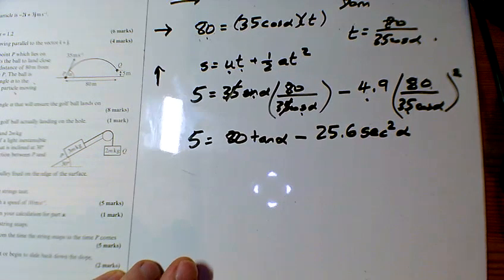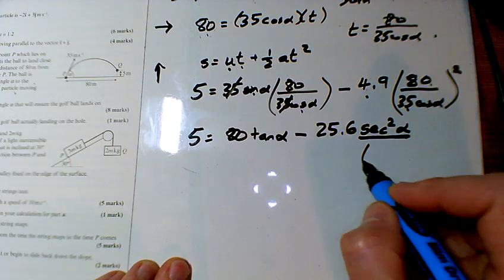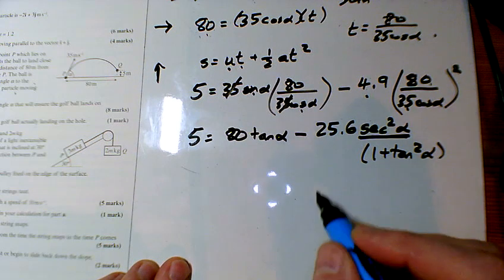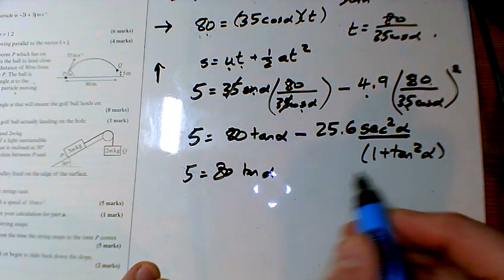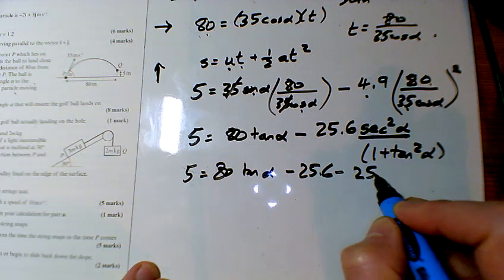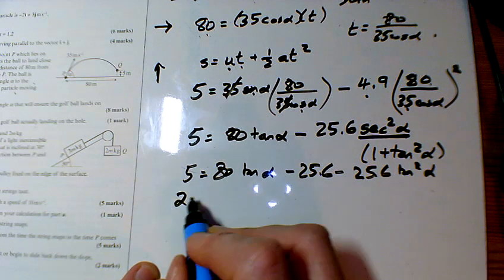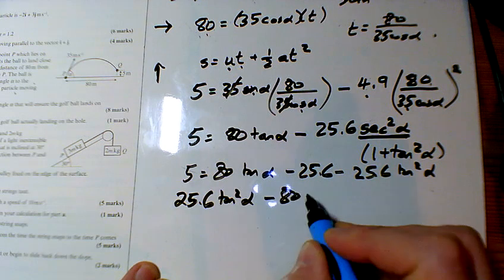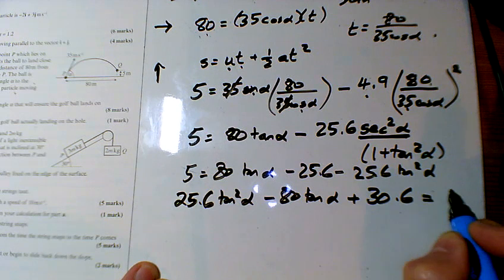And suddenly now some of our core maths, our pure maths, is coming in. You should remember that sec squared is the same as 1 plus tan squared. And if we put that in here, we can get a big long quadratic, all in terms of tan. I've got this, I've got 25.6, and I've also got 25.6 tan squared alpha. The quadratic I'm getting then, I'm going to add this over here, 25.6 tan squared alpha minus 80 tan alpha, and then I'm going to get plus 30.6 there, equals 0.